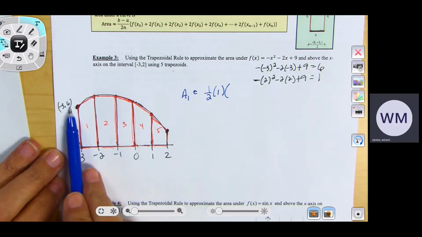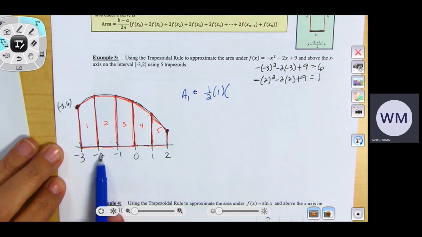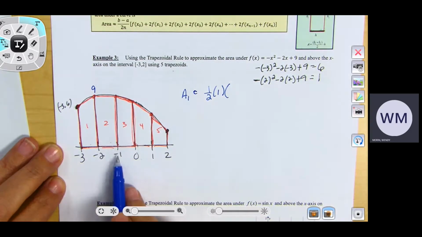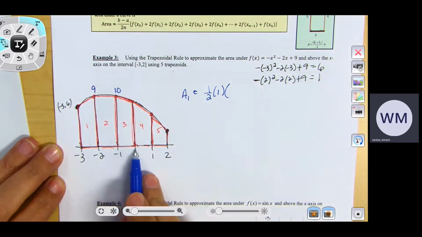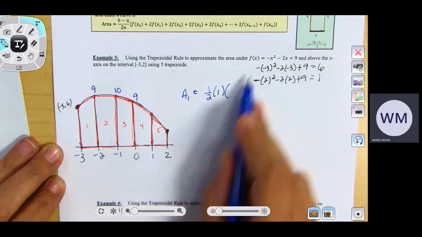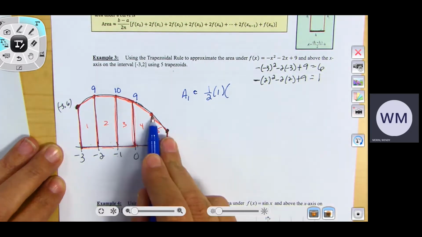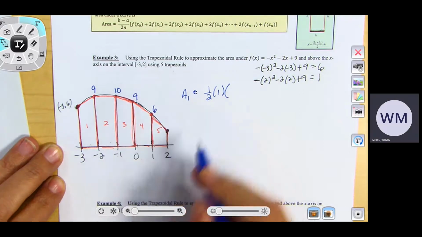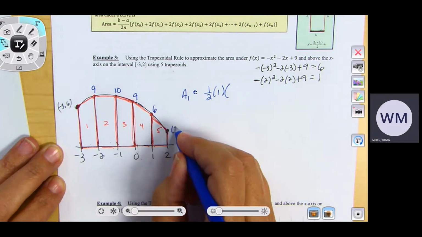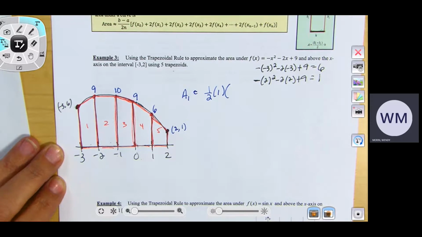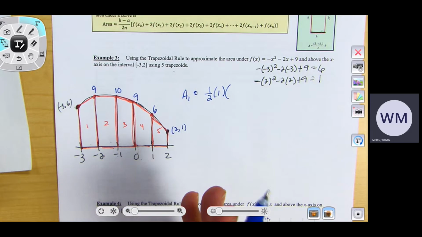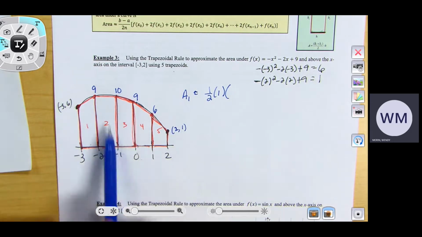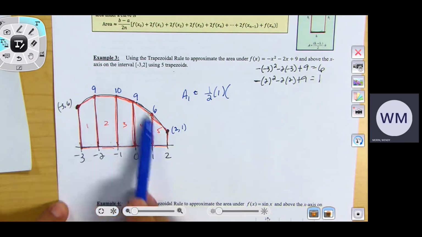I plugged in -3 and I got 6. When you plug a -2 in, you should get 9. When you plug in a -1, you should get 10. When you plug in 0, you should get 9. When you plug 1 into the equation, again, we're trying to find the y value, you will get 6. And I already did this one. When I plugged in 2, I got 1. Now notice, this obviously is not 9 if this is 10, but it doesn't matter because we're not looking at this. We're not looking at the shape. We're just using these y values.